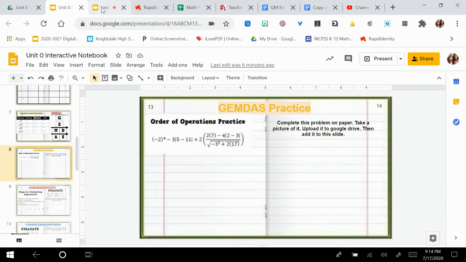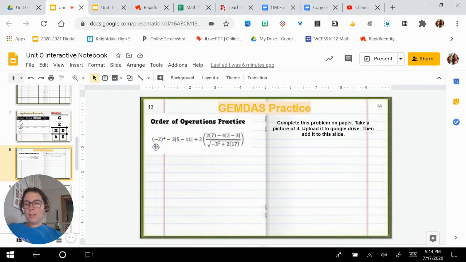Is that the right one? Yeah. Okay. So we have negative 2 to the fourth minus 3 times the absolute value of 5 minus 11 plus 2 times, and we have this whole entire other fraction in parentheses.